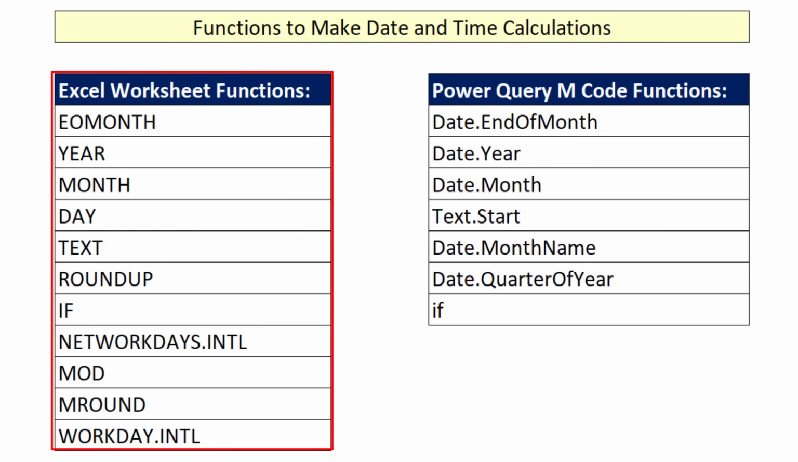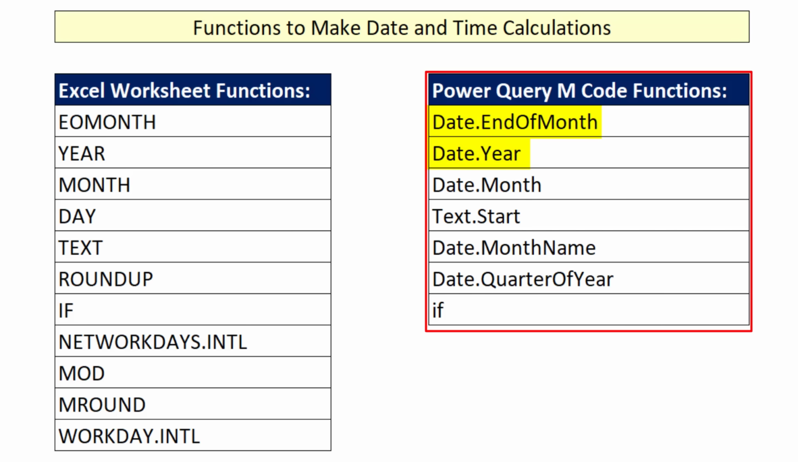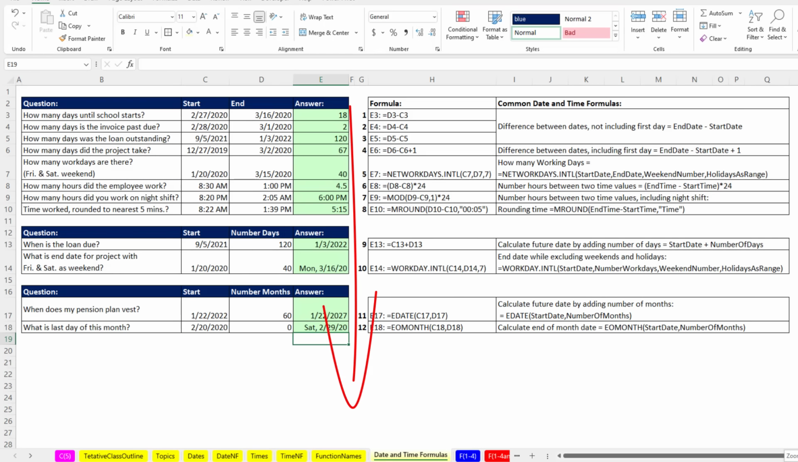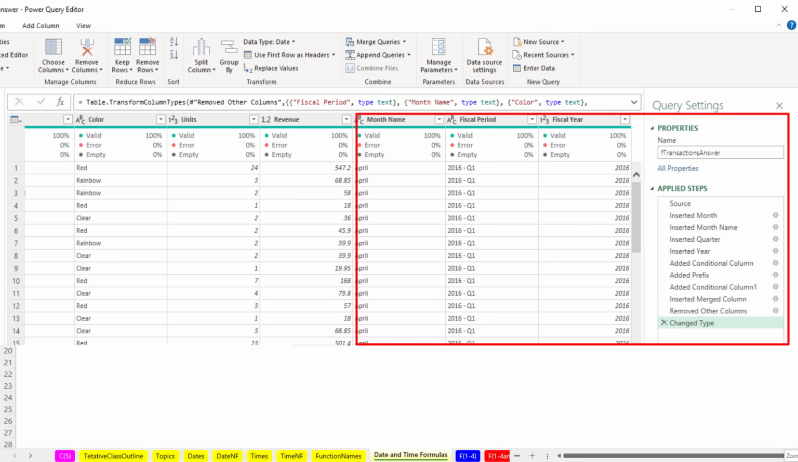Here's just some of the worksheet functions we'll see and some of the Power Query M code functions that we'll see. And as we mentioned earlier when we looked at Power Query M code function names, look at how easy they are to understand. Date.year, month, month name, quarter of a year. And when we see if, in Excel it's capital IF as a function, but we'll see in Power Query they use lowercase if. Here's a list of the 12 amazing worksheet date and time formulas we'll see. And we'll also see how to add date attribute fields in the Excel worksheet and Power Query.